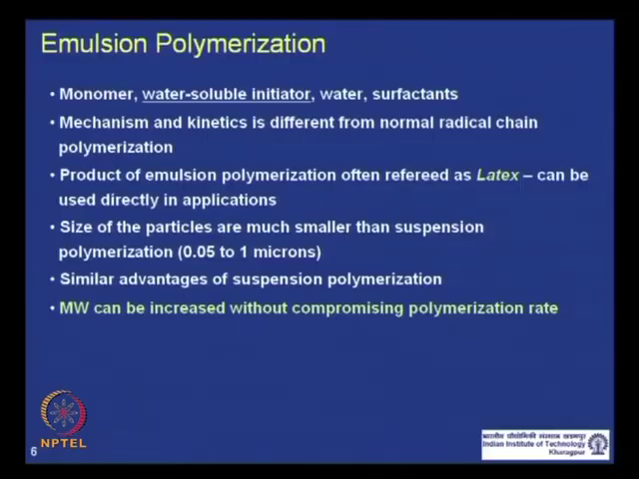So, as I said, the size of the particles is much smaller than in suspension polymers, about 0.05 to 1 micron, and of course, similar types of advantages are there as in the case of suspension polymers. Heat removal is not a problem, and viscosity buildup is also not a problem in this case. One of the distinct advantages of emulsion polymerization, which is highlighted here, is that unlike other radical polymerization, for a fixed monomer concentration the molecular weight can be increased without compromising the polymerization rate.